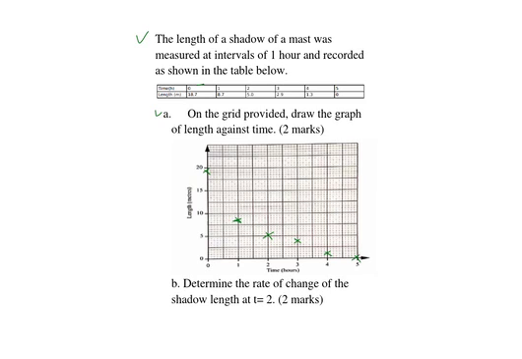Now we join these points with a smooth curve. And that will be our graph. We are told to determine the rate of change of the shadow length at t equals 2. So we go to where t equals 2 and we draw a straight line touching the curve at that point.